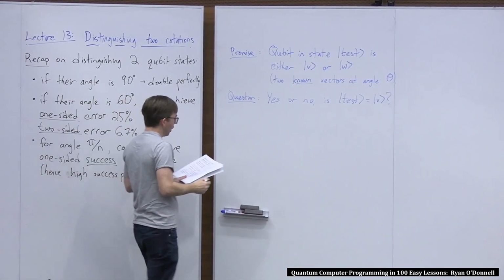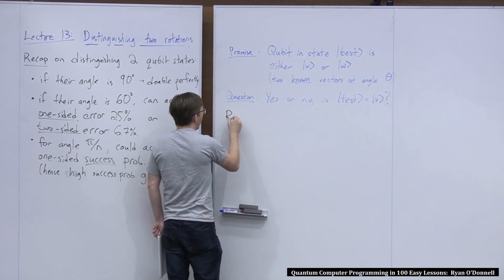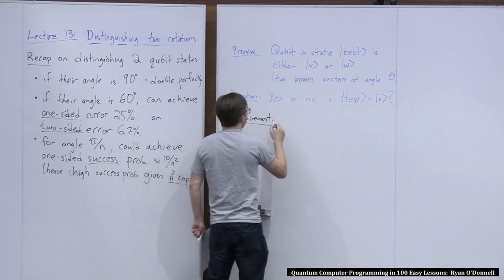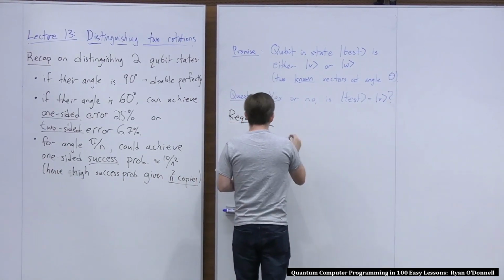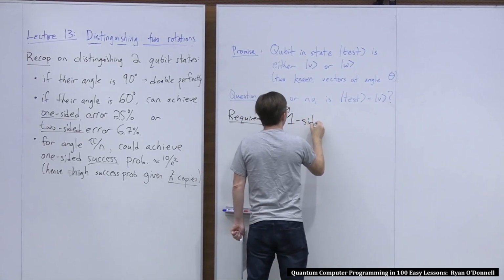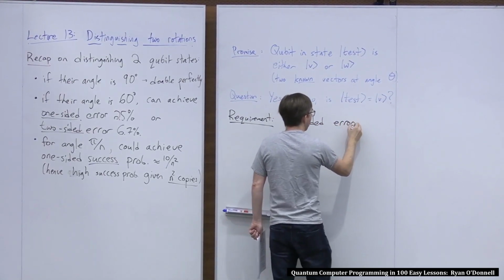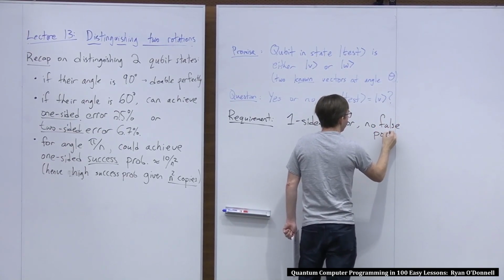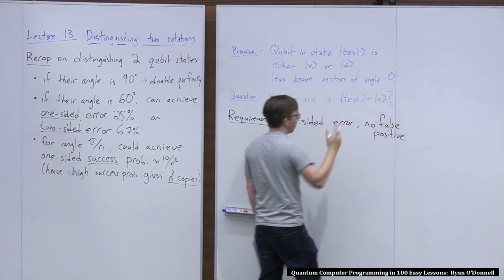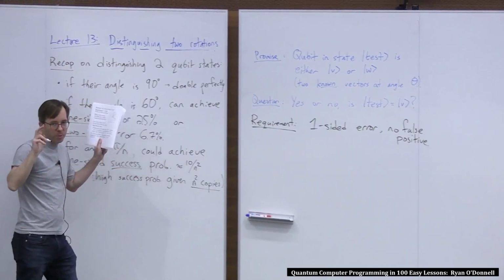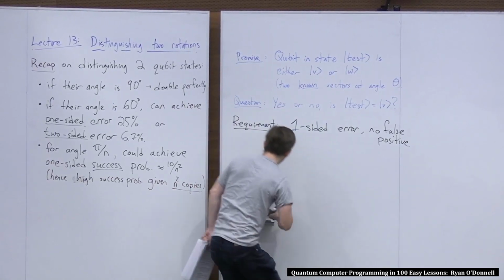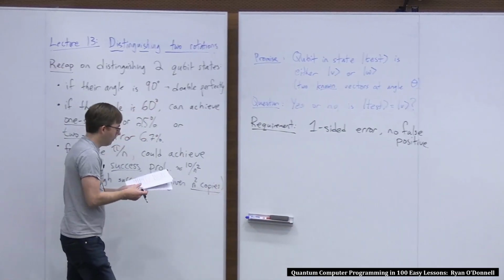And for this discussion, I'm going to make it a requirement that you have to have one-sided error. I can even pick the side, so no false positives. Although it's symmetric between v and w, so I arbitrarily chose v to be the one where you're supposed to say yes, and w the one where you're supposed to say no. Doesn't really matter.